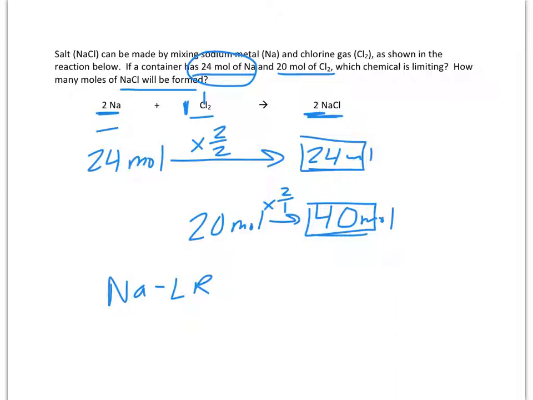How many moles of NaCl do we make? It's always the lower amount. So if we have enough of each ingredient, 1 to make 24, 1 to make 40, you will make 24. So that's the answer there.